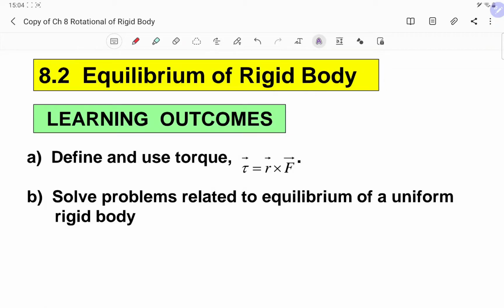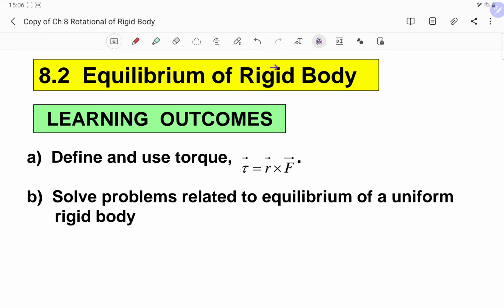8.2 Equilibrium of rigid body. So the learning objectives are to define and use torque. Torque is equal to r cross F, so this is actually the cross product. And then solve problems related to equilibrium of a uniform rigid body.